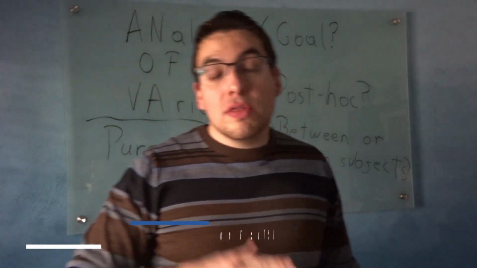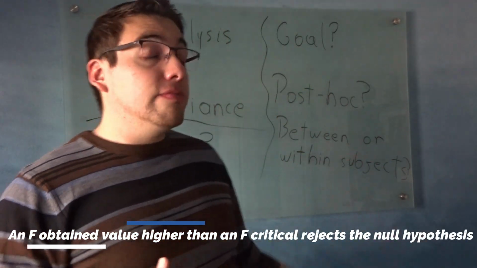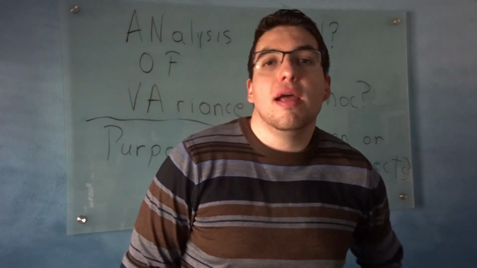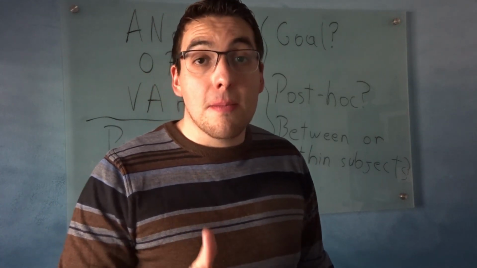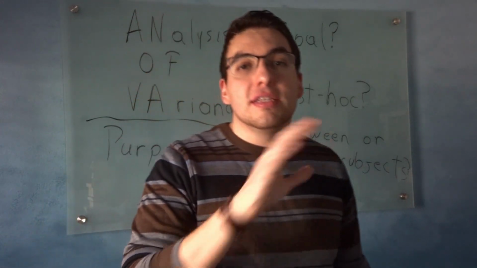If it's lower, then you fail to reject the null hypothesis. So the goal is for your F obtained value to beat the F critical value. Alright? So far so good. Cool? Now, this is where it gets a little bit more complicated, so pay attention.